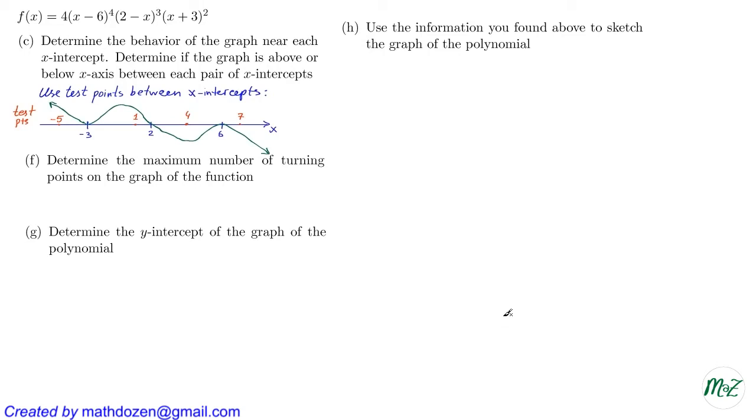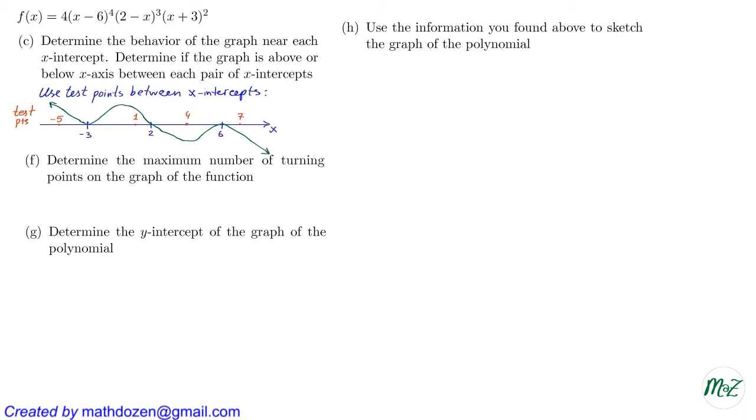This is the second part of the series of video clips. So we're still working with the same polynomial, f of x equals 4 times (x minus 6) to the 4th power times (2 minus x) cubed times (x plus 3) squared. We're going to answer these 3 next questions that we have on the list of questions about this polynomial. And to answer them, we're going to be using the answer to question C, where we generated the schematic behavior of the polynomial.